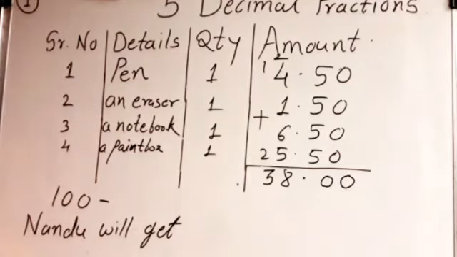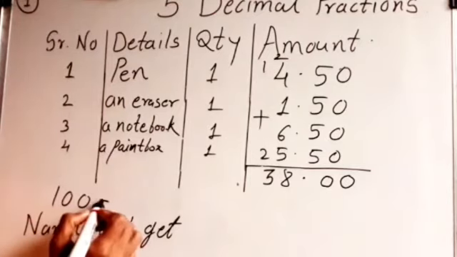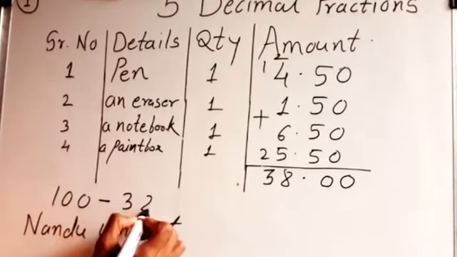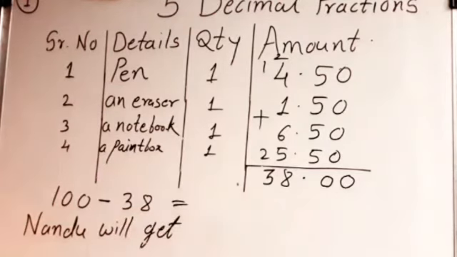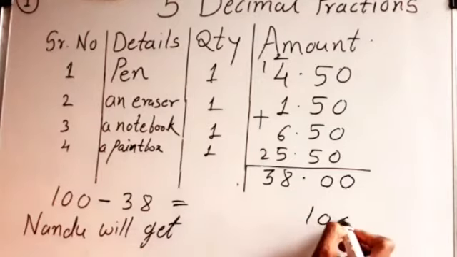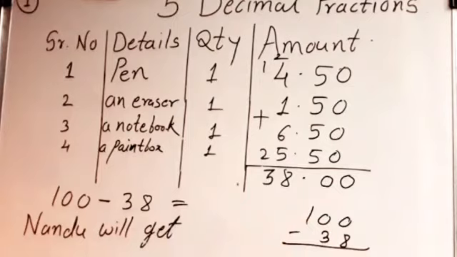Now if Nandu gave a 100 rupee note, how much money does he get back? So he has given a 100 rupees note to the shopkeeper and his amount is only 38 rupees. So how much rupees will he get back? So what do I have to do? I have to subtract this, 100 minus 38.00, means only 38 also you can do. So how to do this subtraction? 100 minus 38. Many students make mistakes in this also.